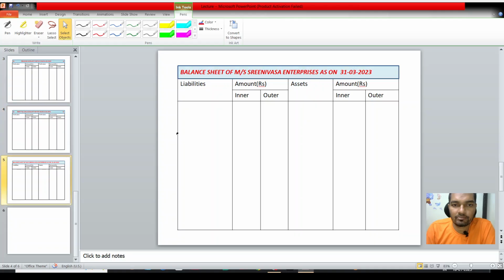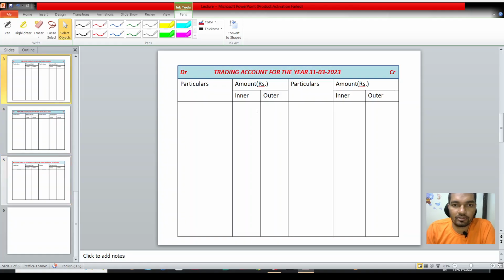Similarly, the balance sheet is a statement of assets and liabilities, and we should not maintain debit and credit for the balance sheet because balance sheet is a statement. So on the left hand side liabilities, on the right hand side we need to show the assets. So this is the first step, all of you.